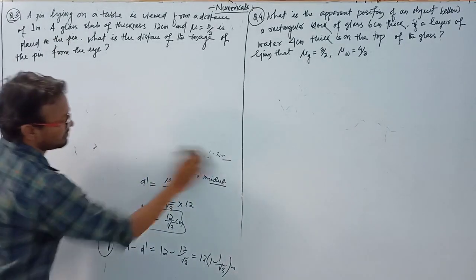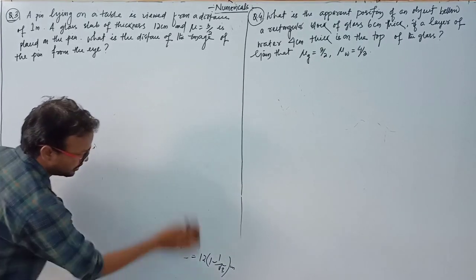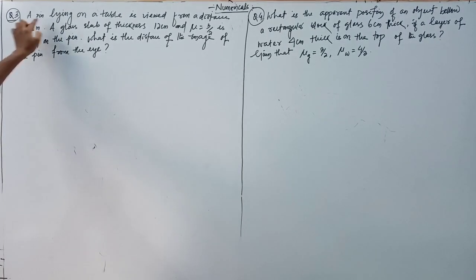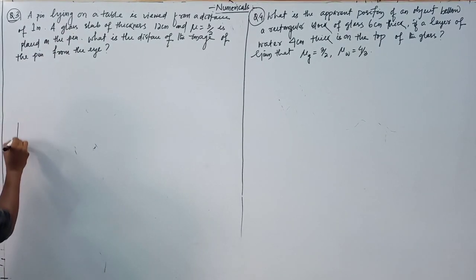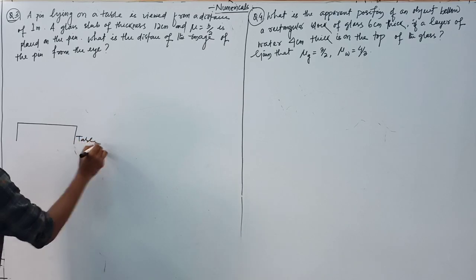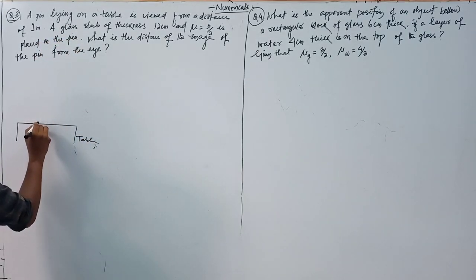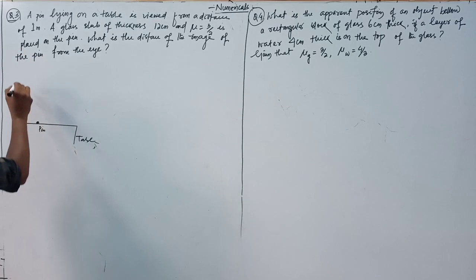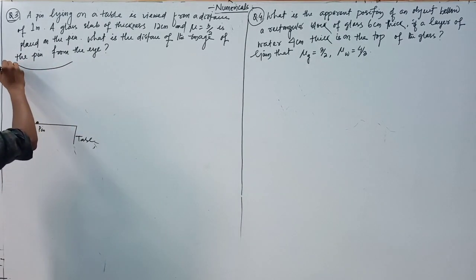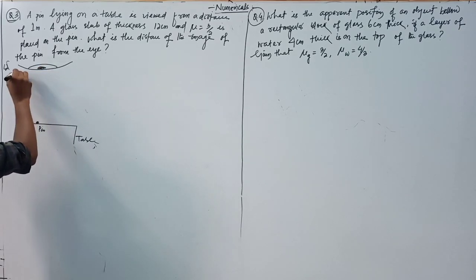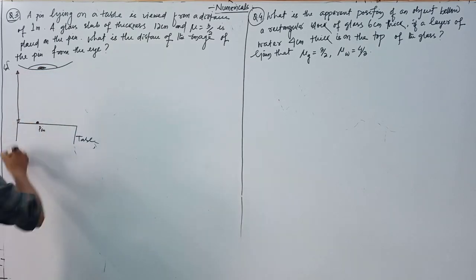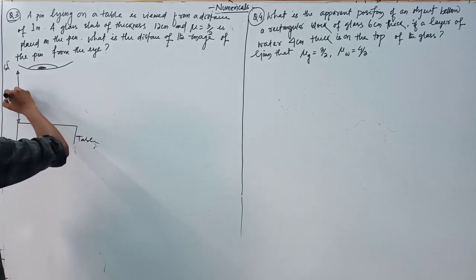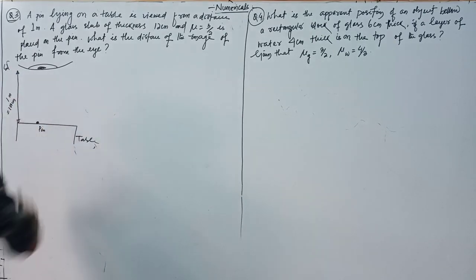Here it is given that there is an object or pin which lies on a table. Suppose there is a table like this, and there is a pin point, suppose this point is the object or pin. The pin lying on the table is viewed from a distance of 1 meter. In the solution part, if you observe here, this distance from the point of observation is 1 meter, and 1 meter equals 100 centimeter.